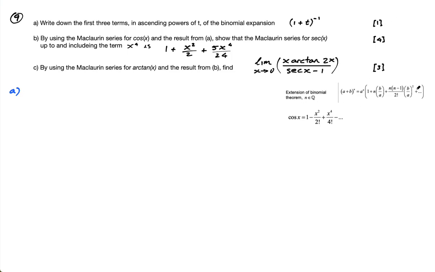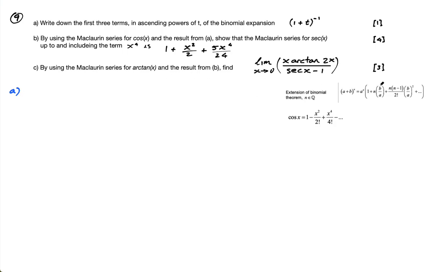I've brought in this from the formula booklet. This is the binomial expansion, the extension of the binomial theorem for any rational number, which includes the negative number. So a plus b to the n, a is 1, b is t, n is negative 1. Fairly straightforward. 1 to the power of n, I can ignore this because it's just 1 to the minus 1, which is 1.